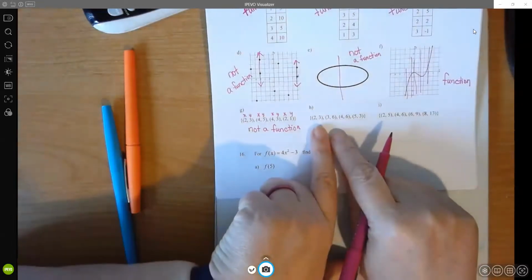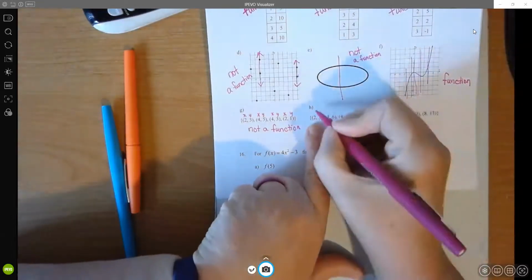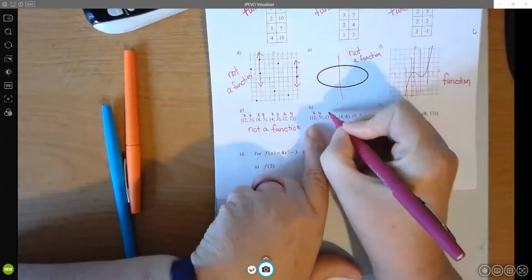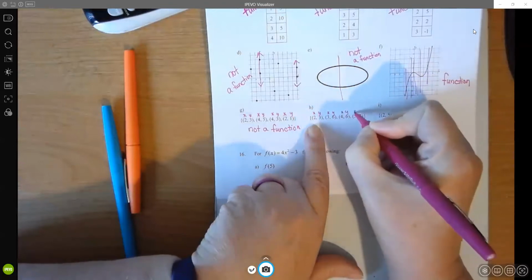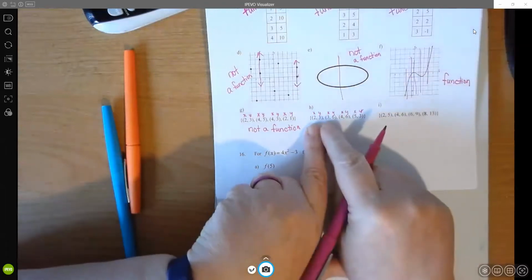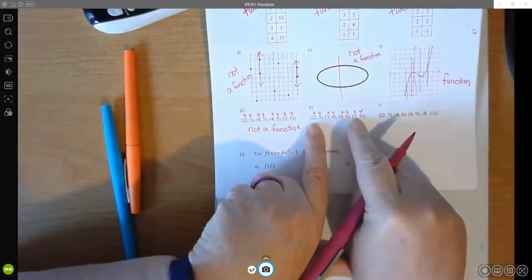Okay, let's look at H. There's the X, and again, there's the X, there's the Y, there's an X, there's a Y, there's an X, there's a Y, there's an X, there's a Y. The 2 goes with the 3. Do I have anything that contradicts that?